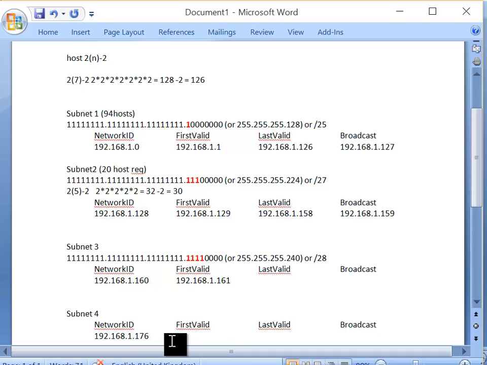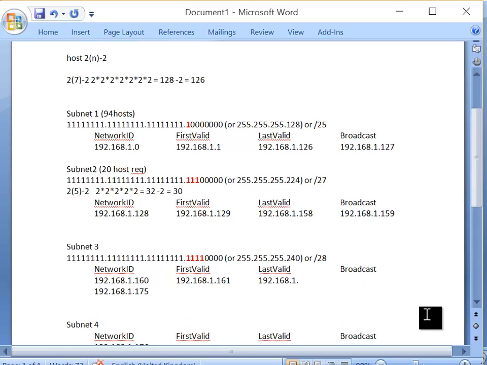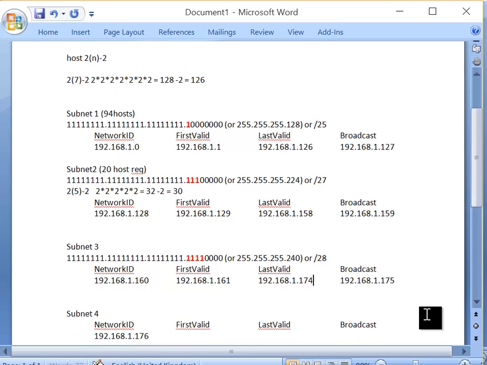So the broadcast address of subnet 3 is the subnet 4 network ID minus 1. Sorry, I keep saying plus 1. Minus 1: 175. The last valid address is 192.168.1.174, minus 1. So we're done. Subnet 1, subnet 2, subnet 3 is all done, right?